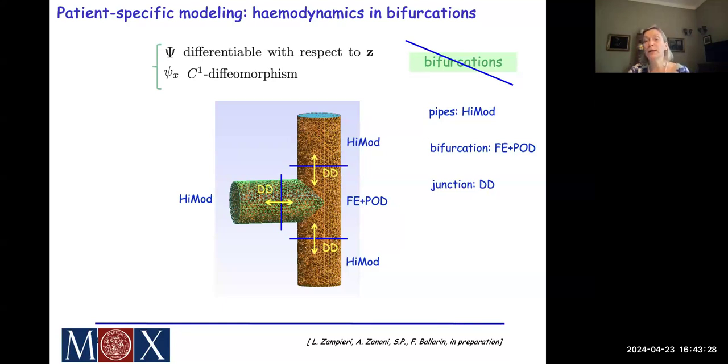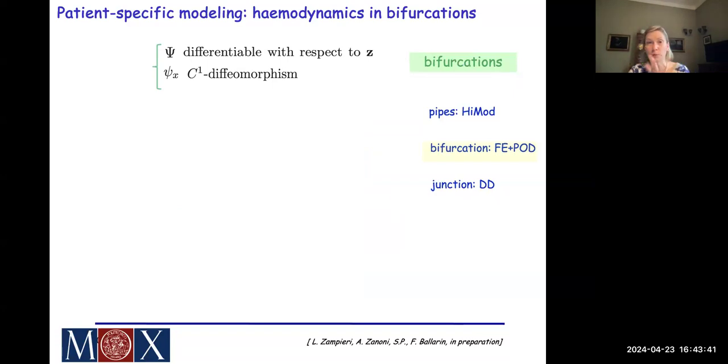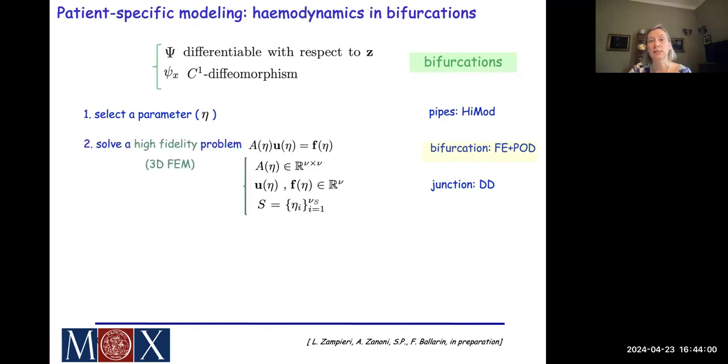So just to sum up, pipes are tackled via HiMod, the bifurcation with a standard full finite element approximation combined with a POD, and the junction via a domain decomposition algorithm. Okay, we have learned already everything about HiMod. Concerning the bifurcation, the idea is to select, as usual, a standard parameter. I will come back to provide more details about this parameter in the next slides. And here we solve a certain number of high fidelity problems.